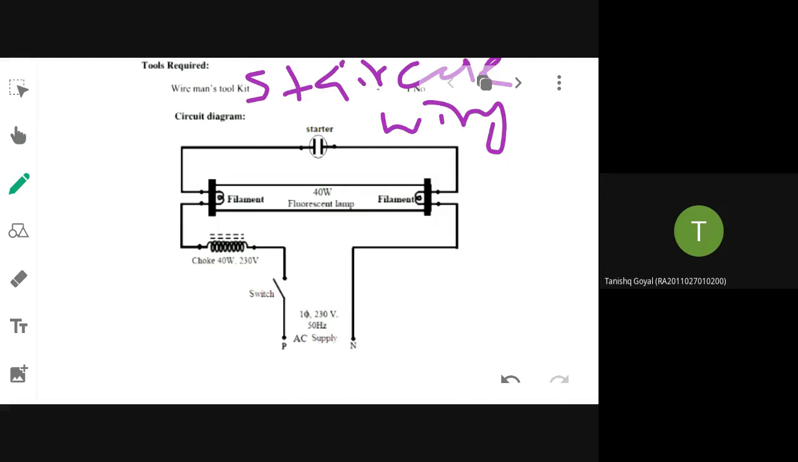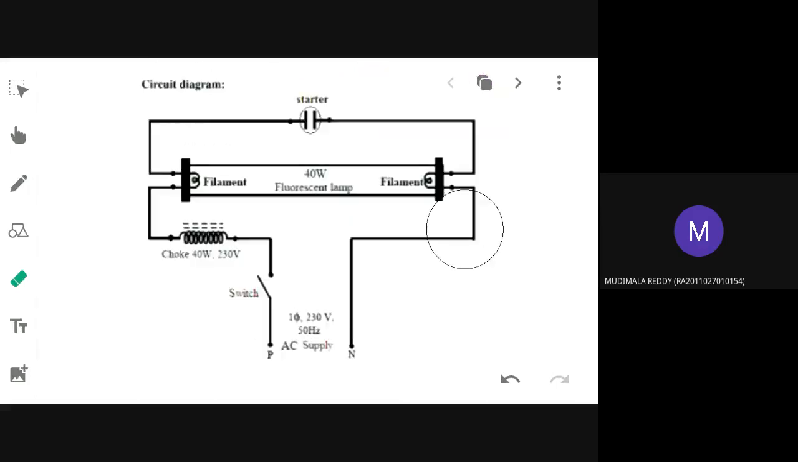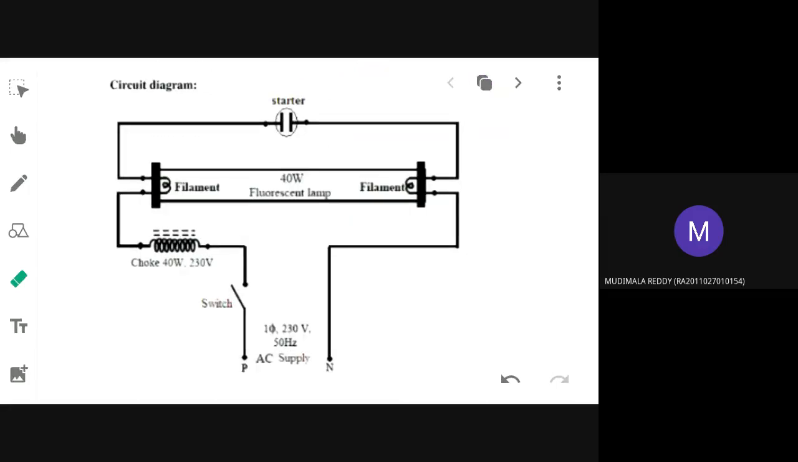How the fluorescent lamp works, do you know? No, ma'am. Okay, all those things we'll discuss later, because this is new to you. Let me try out. In lab, I will make a video of how to give connections. After that, you can try it out.